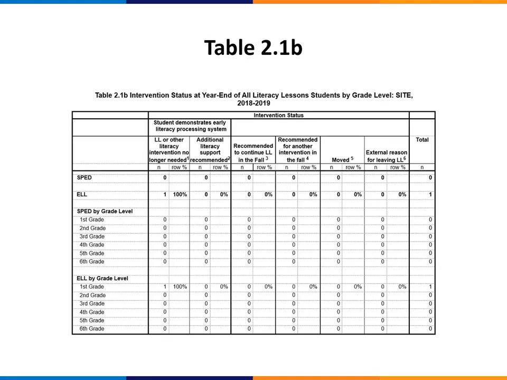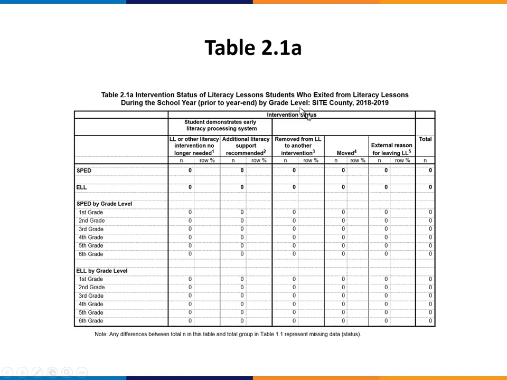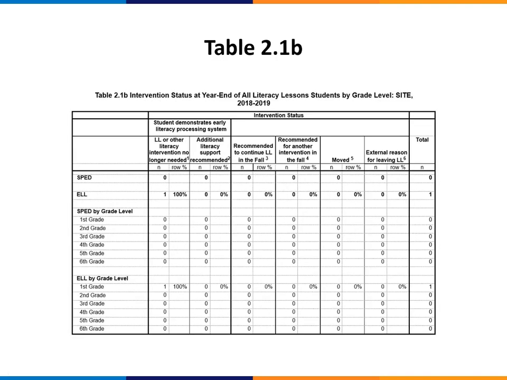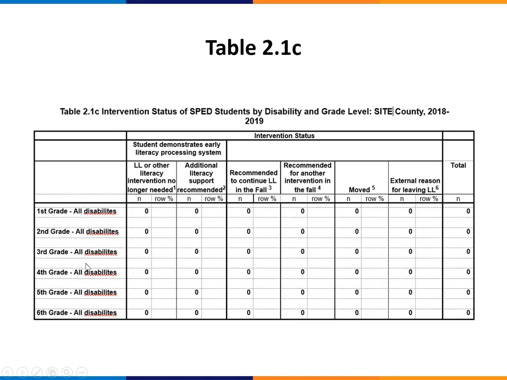Next is Table 2.1b. It looks very similar to Table 2.1a, except I forgot to say in 2.1a, these are kids who exited from literacy lessons during the school year, prior to the end of the school year. 2.1b focuses on those students that finished literacy lessons at the end of the school year. Once again, it's reporting results for SPED and ELL students by the different end of intervention status categories, as you see across the top here. And then further down the table, it breaks those out by grade level, or disaggregates them by grade level.